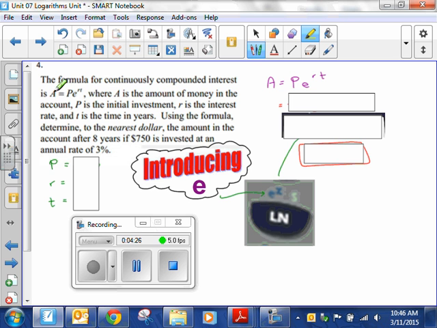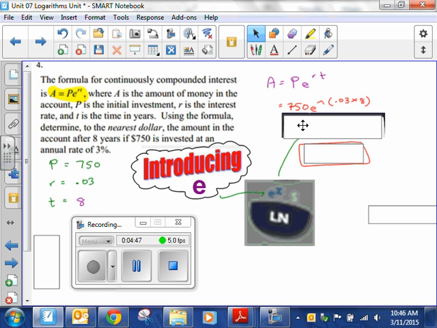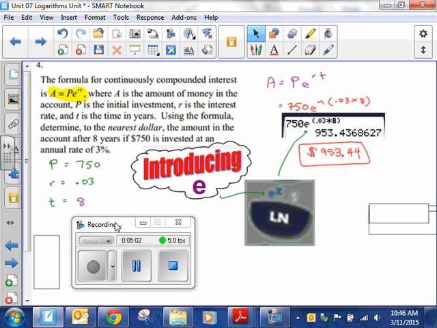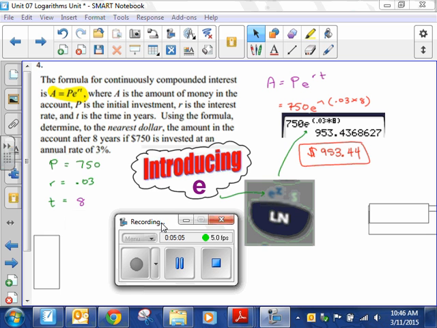So the formula is A equals P e to the rt. A is the amount of money in the account. P is the initial investment, which in this case is $750. R is the interest rate, which in this case is 3%. And the time in years is 8 years. Plugging all this into our formula, then into our calculator, 750e to the parentheses 0.03 times 8 close parentheses, you end up with $953.44.